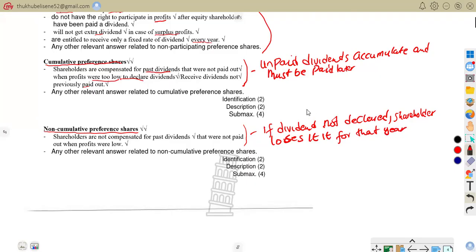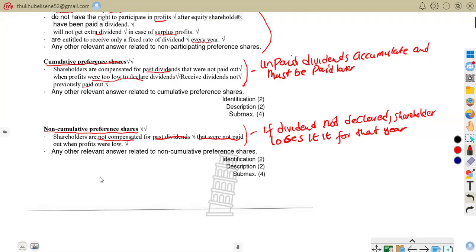So unlike with cumulative, where it is carried forward, this one is not carried forward. If dividends were not declared for that year, it means you are going to lose those dividends because they are not carried forward to the next year. So it says shareholders are not compensated for the past dividends that were not paid. You are not going to be compensated for the past dividends that were not paid out when profits were low. So hope we are together on that.